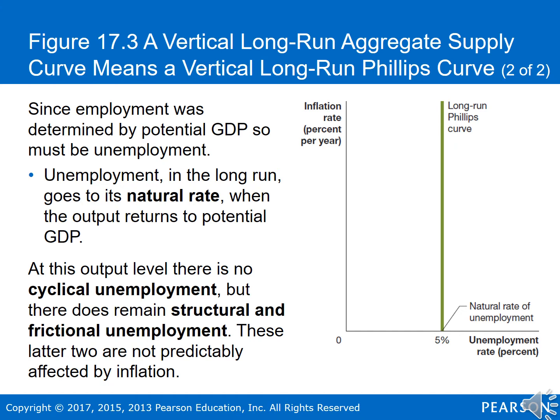So at this output level, at the potential GDP, there's no cyclical unemployment. So we're at the natural rate of unemployment. There's still that structural and frictional unemployment that's present. And these two cannot be affected at all by the inflation rate, which is why the natural rate of unemployment is going to be positive. There's going to be some level above zero.